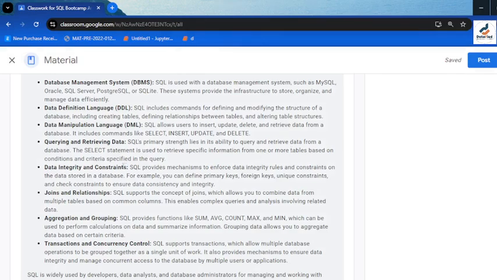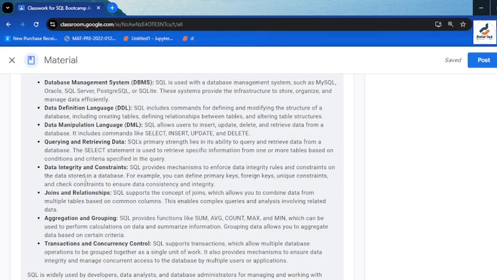So the select statement is used to retrieve specific information from one or more tables based on conditions and criteria specified in the query, right? So basically, we need to be aware that SQL's primary strength lies in the ability to query and retrieve data, basically.